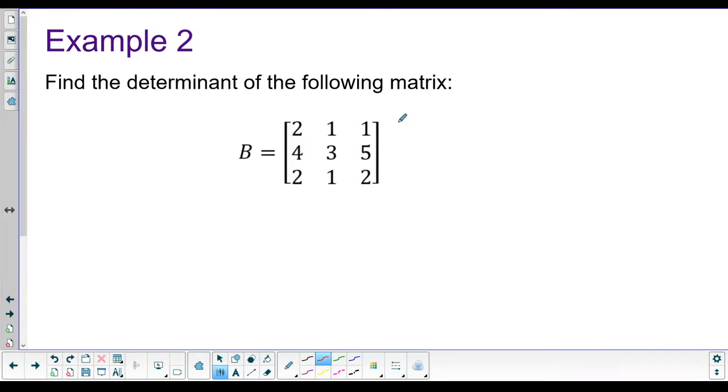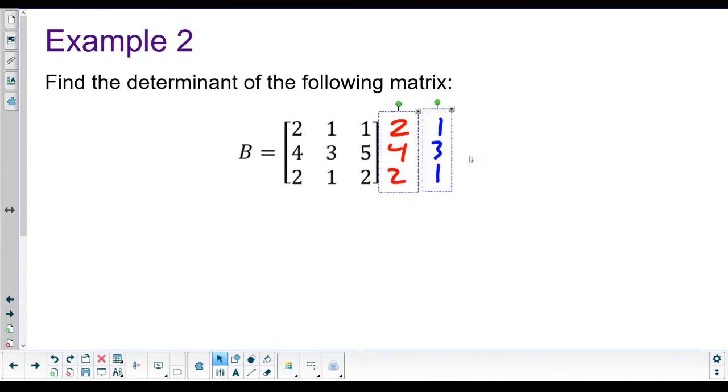So what that's going to look like is I'm going to copy this one: 2, 4, 2. And then I'm going to copy this one: 1, 3, 1. All right, and now you're going to have to let me lock these down so that I don't accidentally erase them. So now one way that we can find the determinant is we can multiply the diagonals and then add and subtract them.